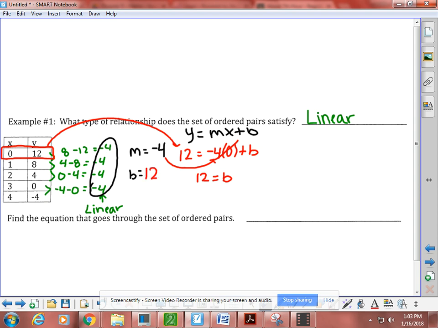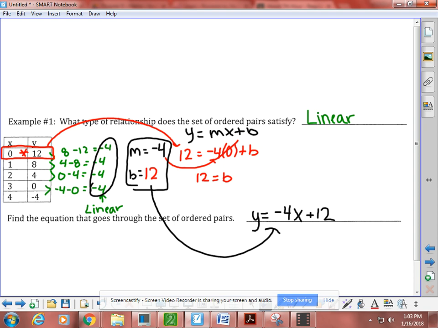Isn't that the exact same thing as right here? We would have just known that if you put 0 in, you get 12 back. And that's always going to work that way. If you put 0 in, you're going to get back your y-intercept. So your final equation then is y equals negative 4x plus 12, and those numbers came from right here.